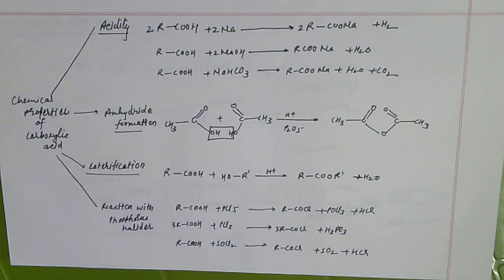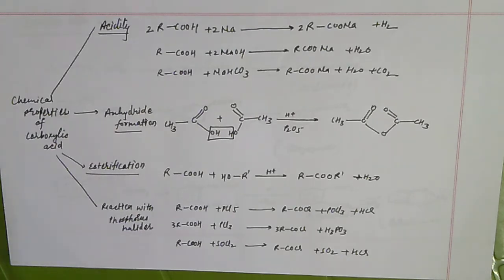The first property is acidity, the acidic nature. Carboxylic acid is acidic in nature. Why is it acidic? Because if you treat it with sodium, it will release hydrogen gas and form the salt. If you heat it with a base, it will give salt and water. If you treat it with bicarbonate, again it will give salt and water. Just as an acid releases hydrogen gas on reaction with metal and gives water with bases, carboxylic acid does the same, which is why it is acidic in nature.